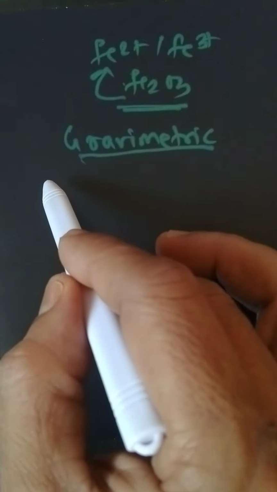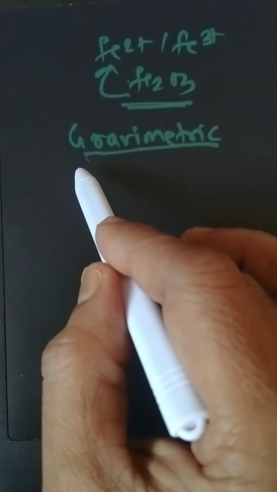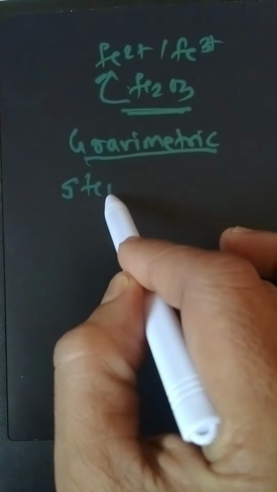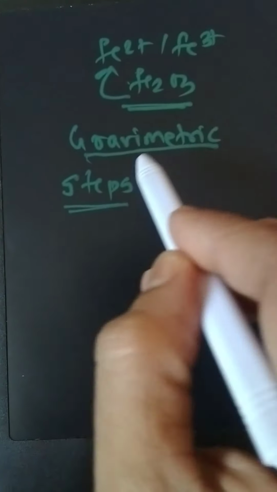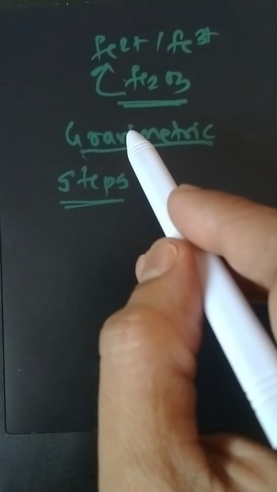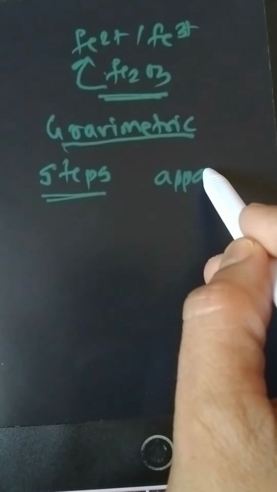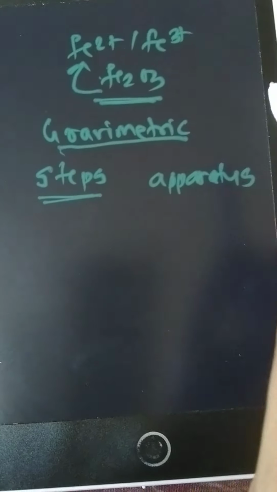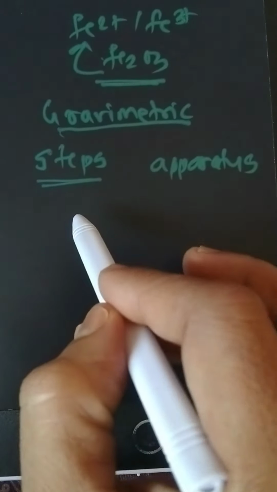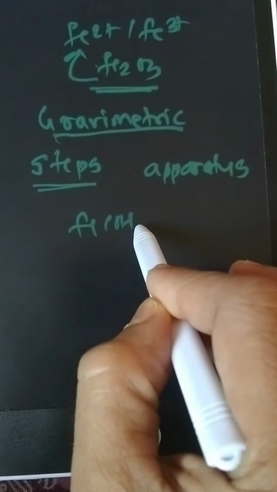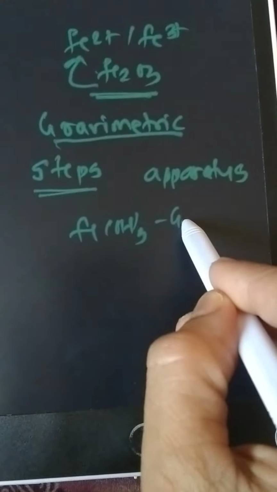So what type of questions are asked? What is gravimetric analysis? What are the steps of gravimetry that can be asked? That is precipitation, ignition, drying. Which types of instruments and apparatus are used for gravimetric estimations can be asked. Then the type of precipitate of the metal is asked. Here the Fe(OH)3 precipitate is of the gelatinous type.